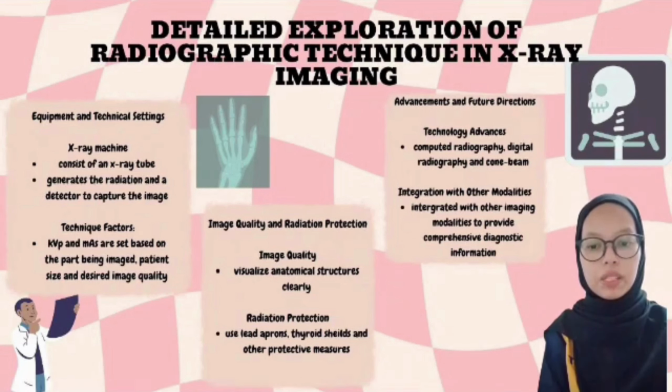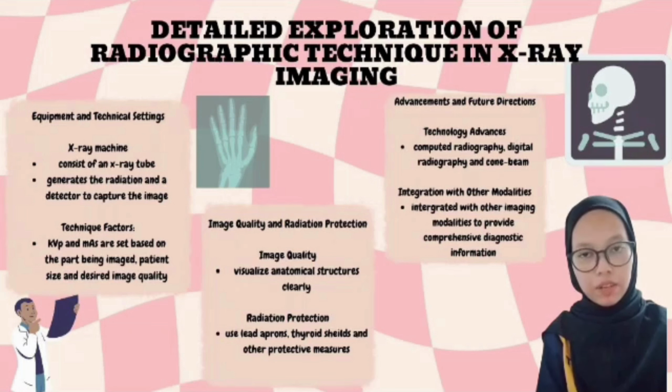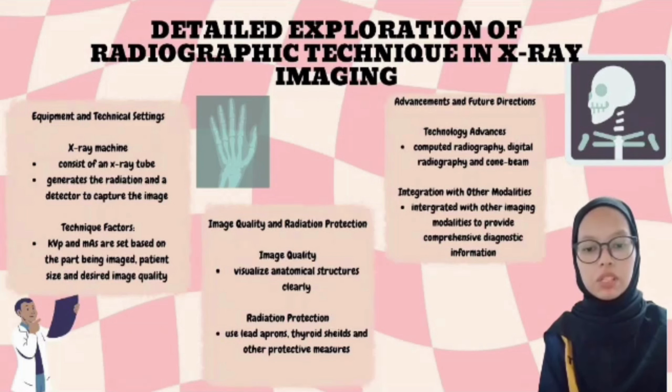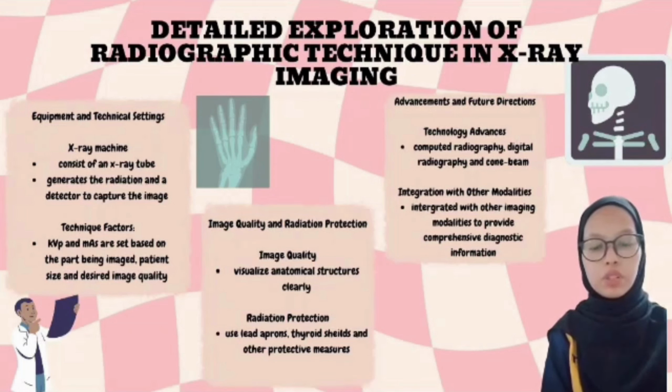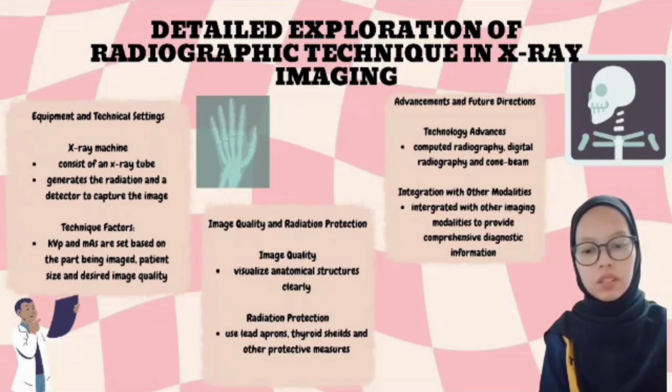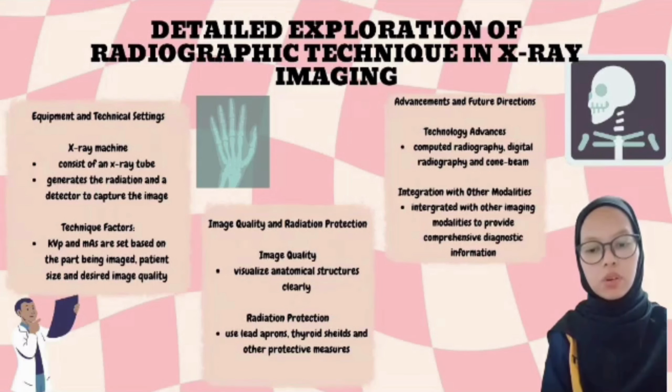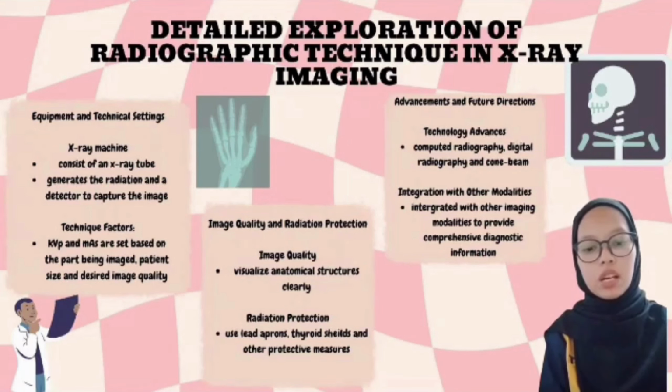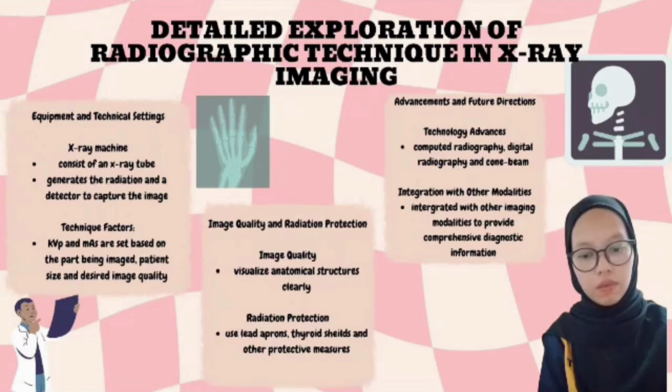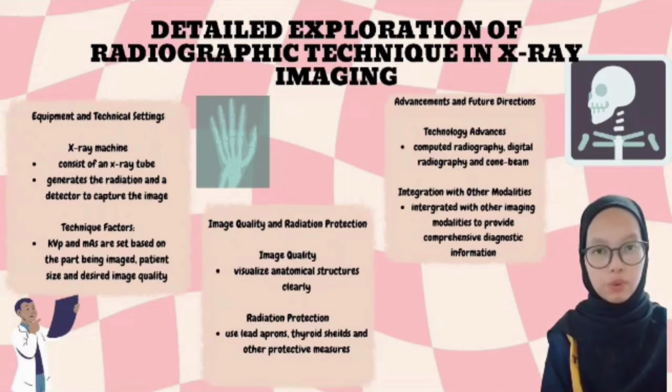So the first one is the equipment and technical setting. For the X-ray machine, modern X-ray machines consist of an X-ray tube that generates the radiation and a detector to capture the image. And for the technique factors, adjustments such as kVp, kilovoltage peak, and mAs, milliampere seconds, are set based on the part being imaged, patient size, and desired image quality. These factors influence image contrast and exposure.